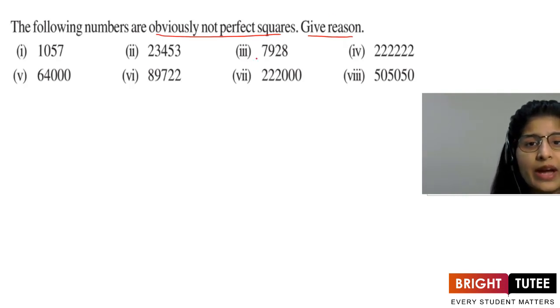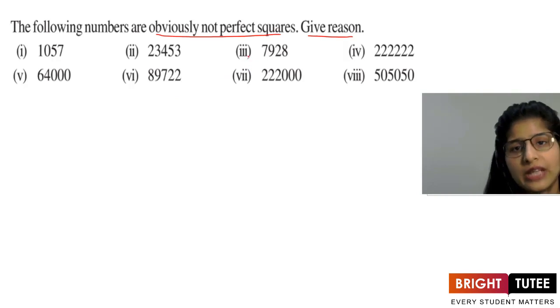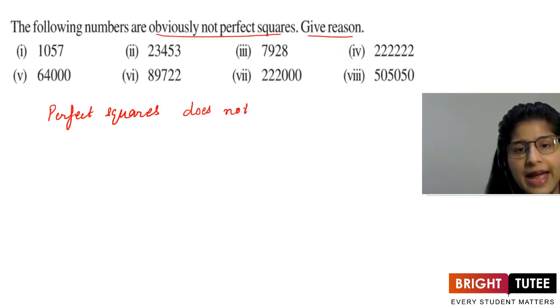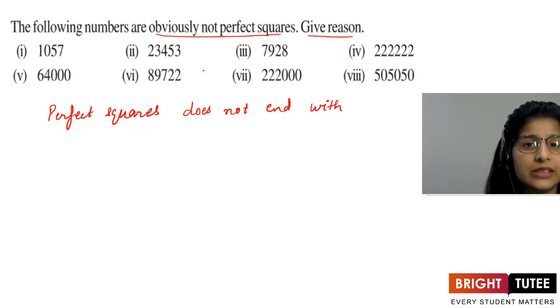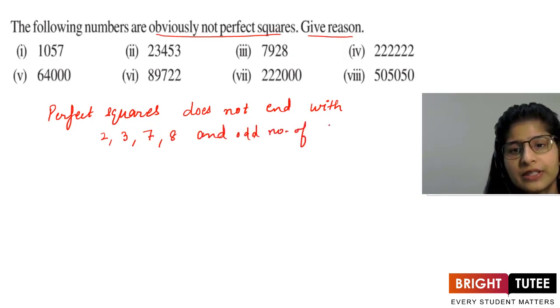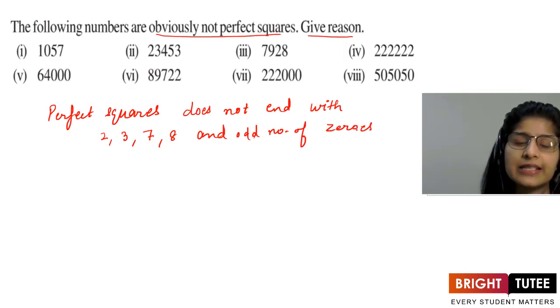That a perfect square ends with or does not end with, okay, because we have to tell these are not perfect squares. So let us go with does not end with. So perfect squares do not end with 2, 3, 7, 8 and an odd number of zeros. Clear? These are the things that we need to keep in mind.